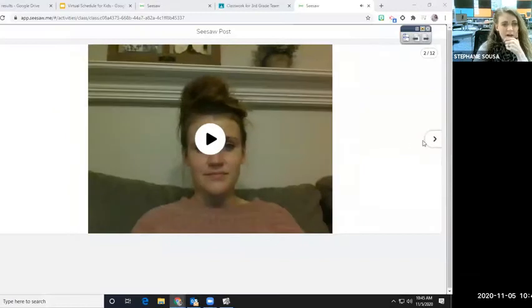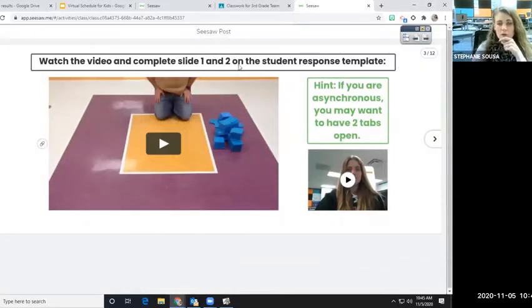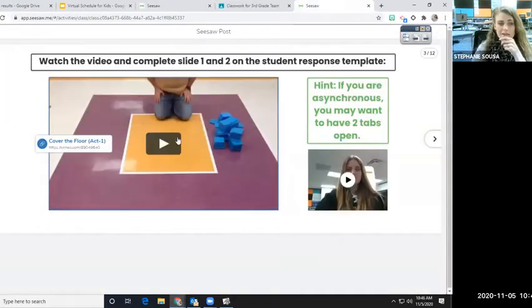You'll also notice on each slide is a short video clip. I recommend watching the video clip you see before attempting to work on the slide. All right, so as you know, you should have 2 screens showing. Here is the video for slides 1 and 2 on the student's response template. So you're getting ready to write down what you notice. As you watch this, I'd like for you to either write with your pen or with your label tool things that you notice in the video, things that you see. Okay, what do you notice? Here we go.